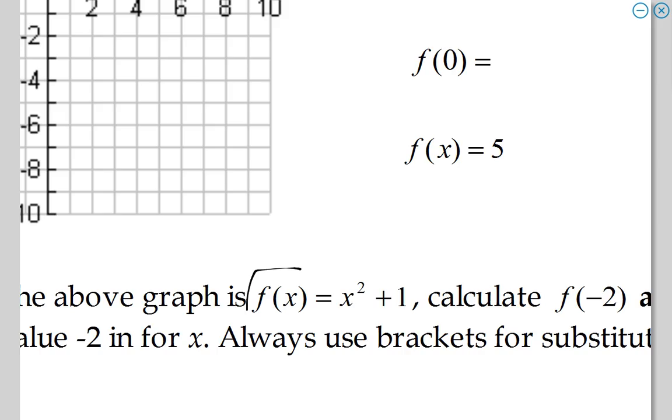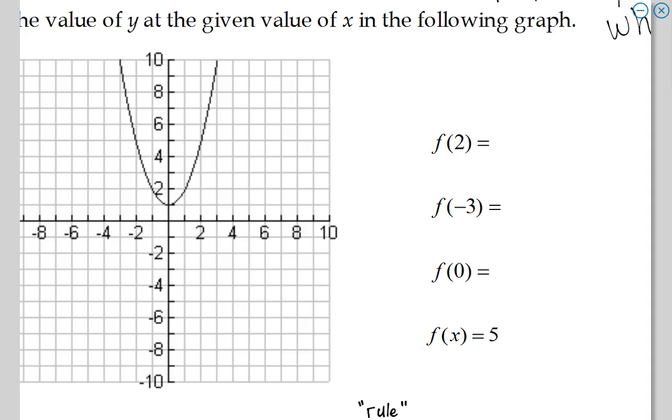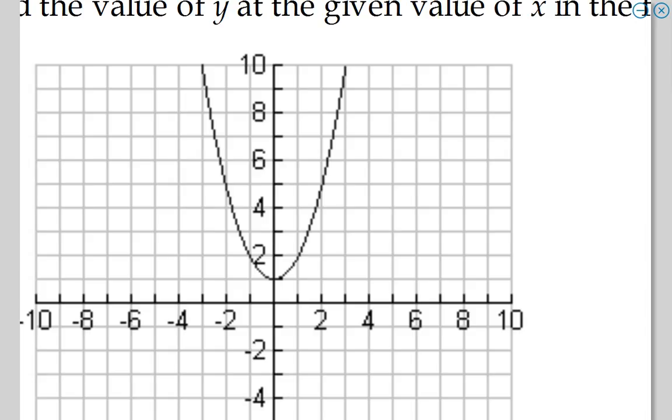This is the function rule. You know how like you can't wear hats in school? That's a rule. So for this function, the rule is this. You're going to take that x, whatever it is, you're going to square it, and then you're going to add 1. That's the rule for this particular function. And that particular function will generate a graph that looks like this.